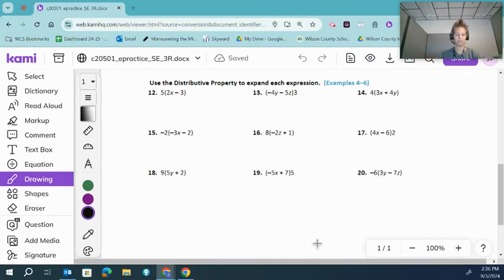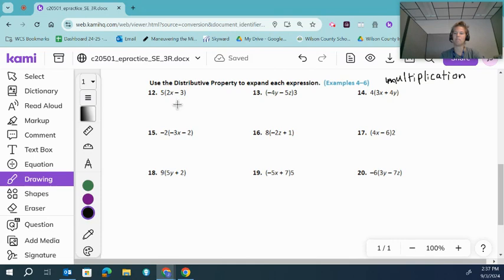Today we are talking about distributive property. Distributive property is where we are distributing the number in front to every single thing inside the parentheses. Now, when you see a number right next to a parentheses, this means multiplication. So you are multiplying the number in front by everything inside of the parentheses.